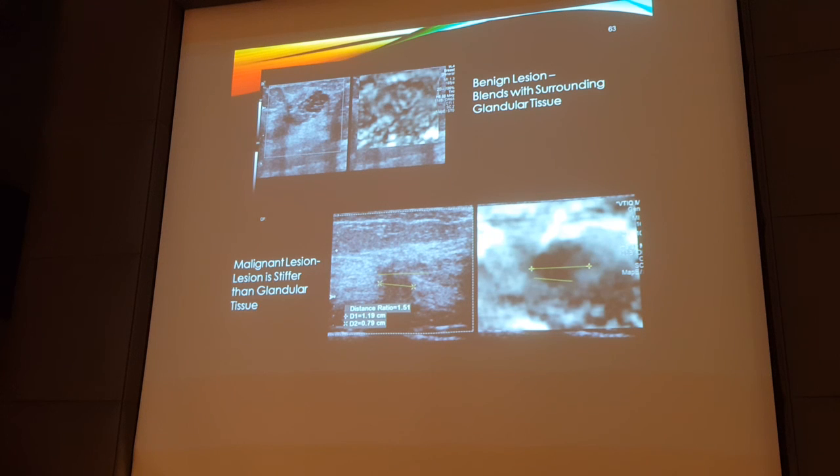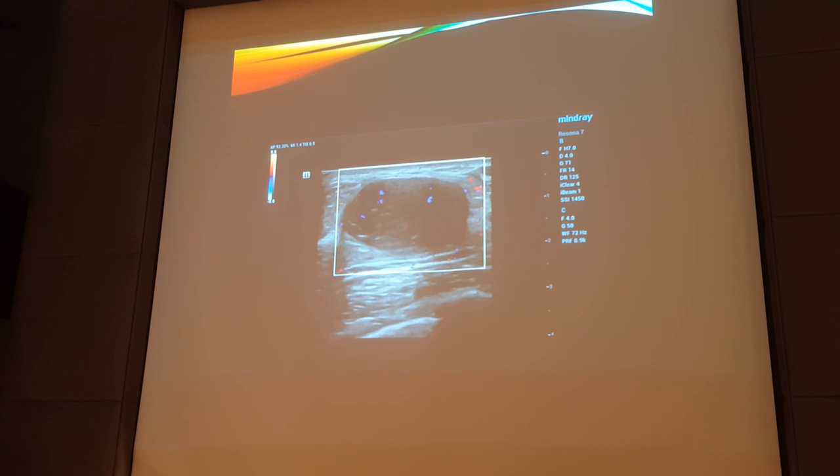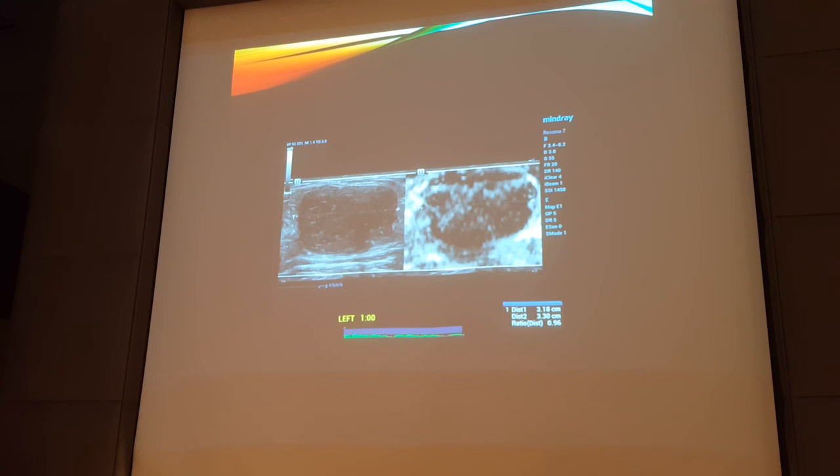So now what I do is if you've got a hypoechoic lesion in dark, dense glandular tissue, if you can't find the lesion and it blends in, it's going to be benign. If you have a cancer, it's going to be easily identified, and the glandular tissue is going to be a light gray or white because the cancer is going to stand out.